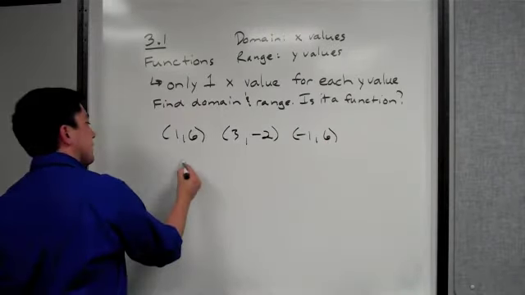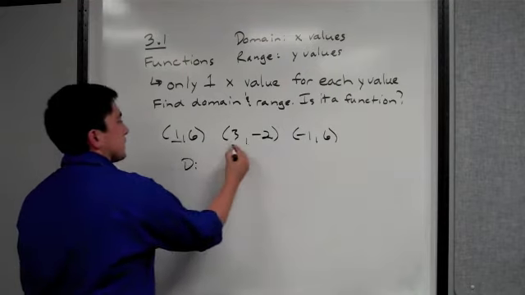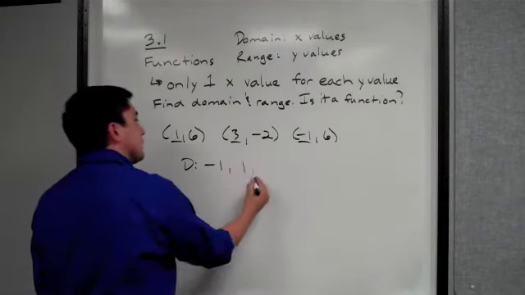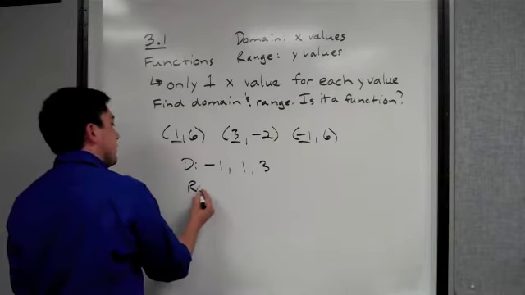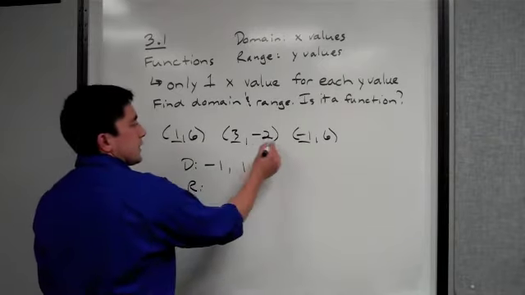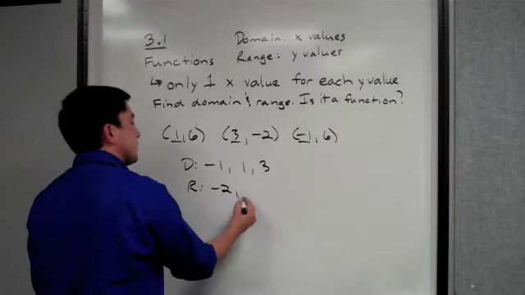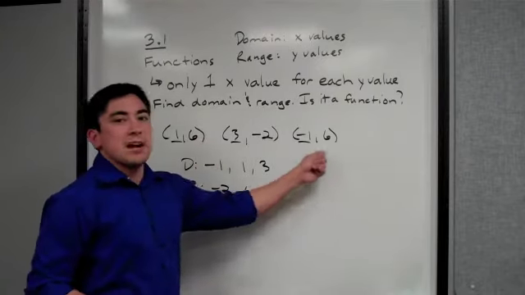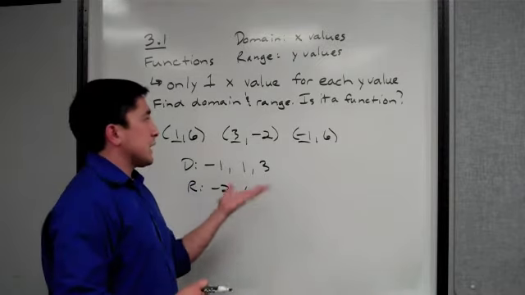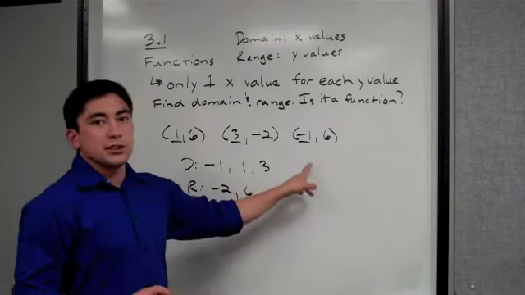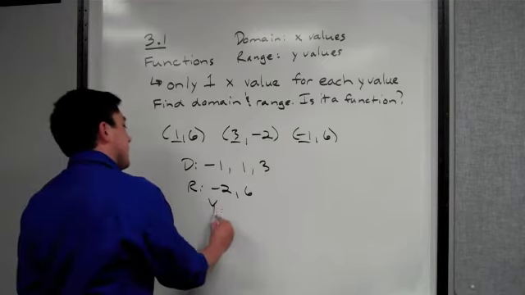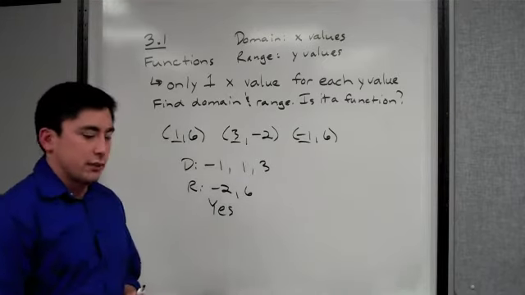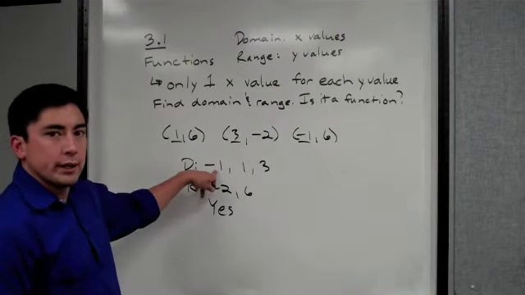So your domain, again, x values. 1, 3, -1. So we're going to put them in numerical order. -1, 1, 3. Our range, 6, -2, and 6. So it's -2, 6. Now the question is this a function? This does have repeating y values, but that's okay as long as the x values don't repeat. So in this case, yes, this is a function. Okay? Yes, this is a function because there are no repeating x values.